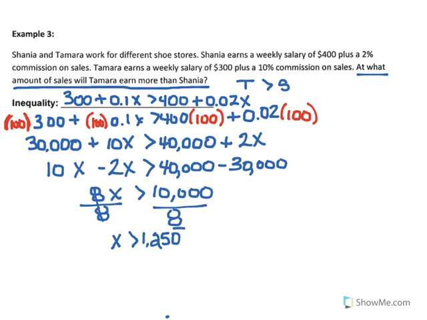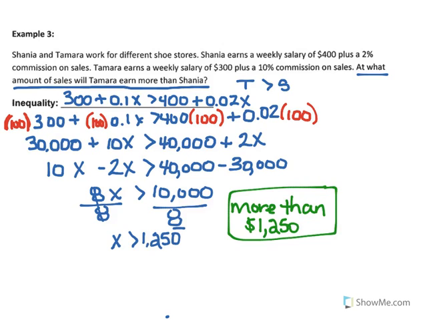So the answer here would be, at what amount of sales will T earn more than Shayna? It would be more than $1,250. And again, we can verify this by just choosing any number that is greater than 1,250. Put it in your original inequality. You will have a true statement.